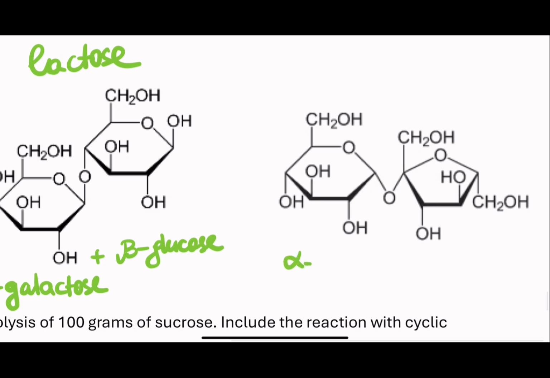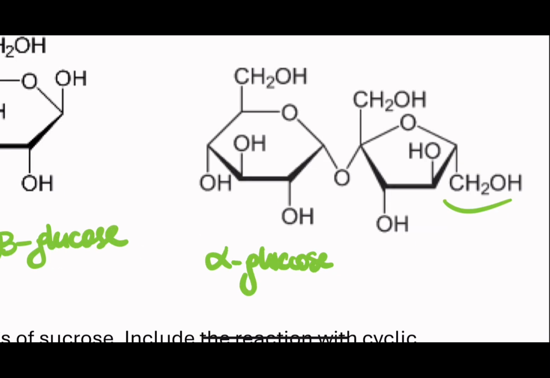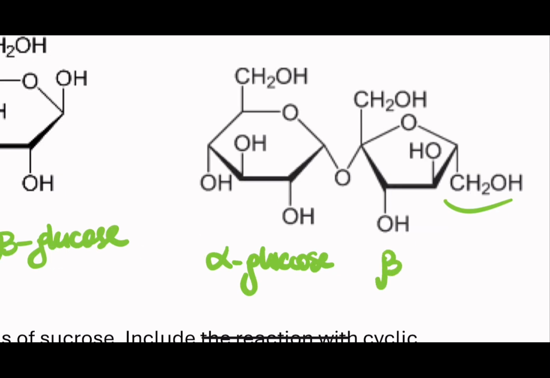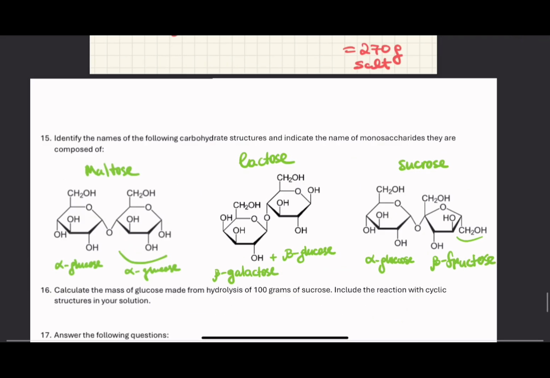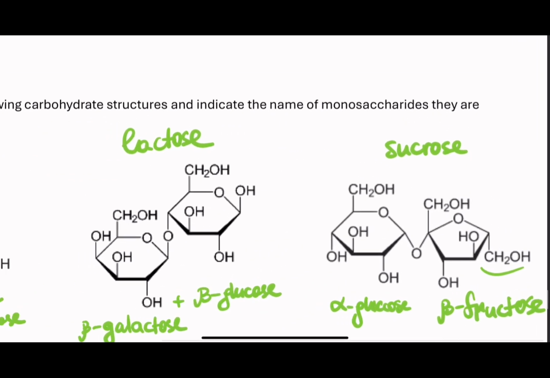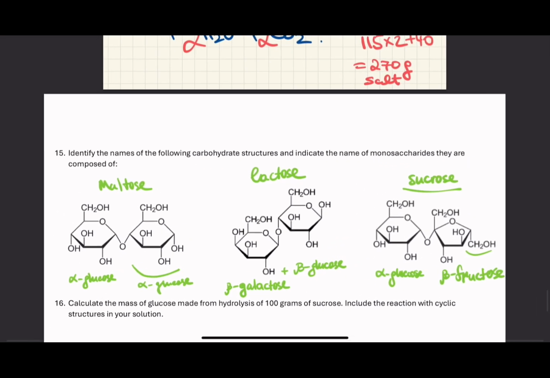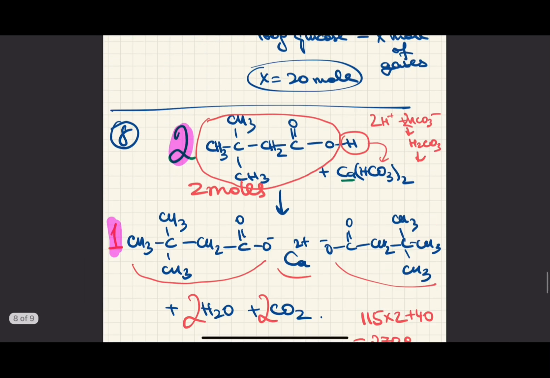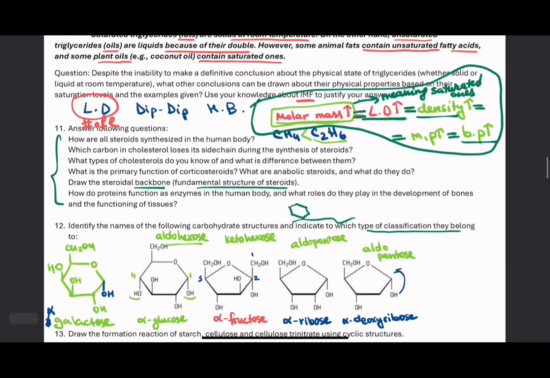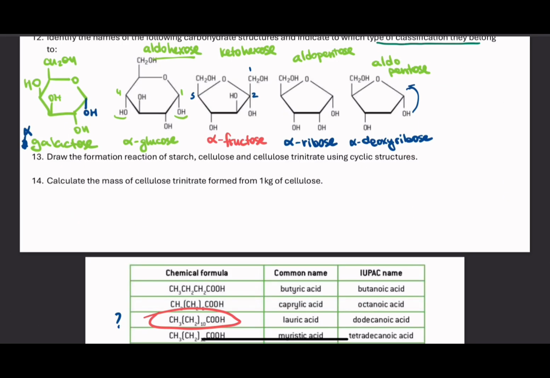We have alpha glucose, and then you can see the structure itself in here, it is beta fructose. When alpha glucose and beta fructose combine, it gives you sucrose. So you need to know the structure. When you see them, you have to be able to recognize them right away. Okay, so that's question 15 done.